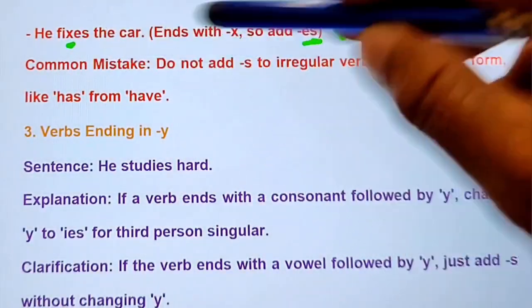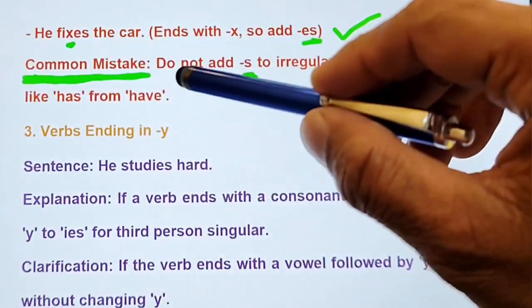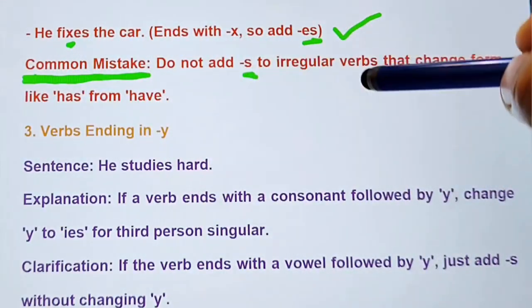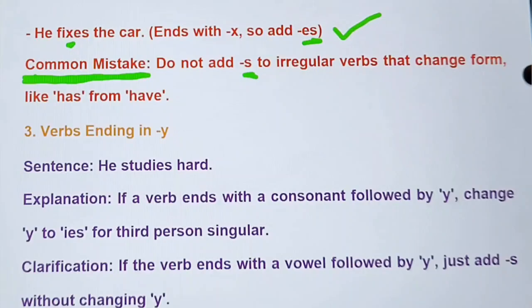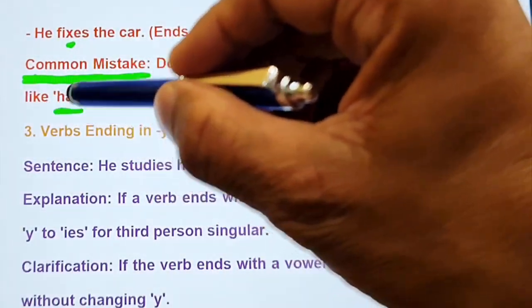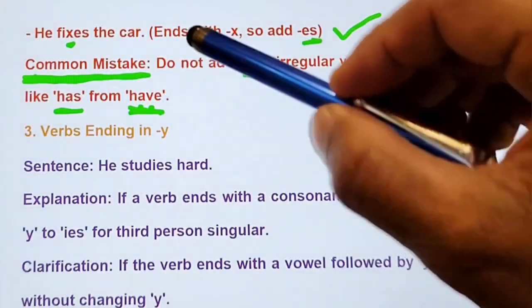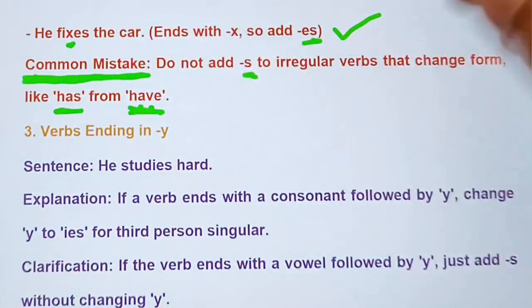He fixes the car. People make a common mistake here. Do not add s to irregular verbs that change form, like "has" changing to "have." We do not add an extra s in this case. We have to remember this one.